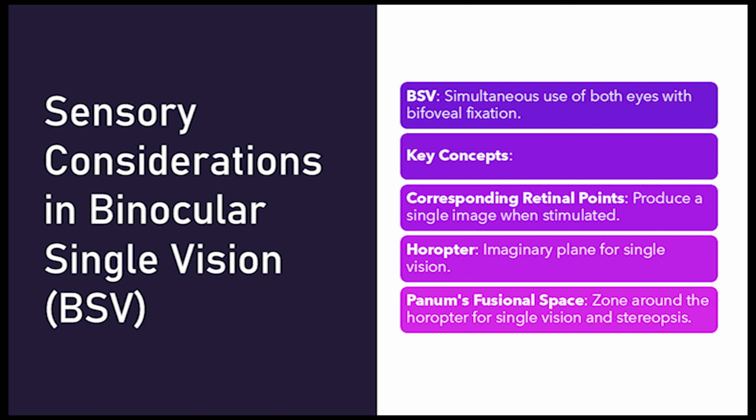It is. And Panum's fusional space is like a buffer zone around that horopter. Objects within this zone still stimulate slightly different points on the 2 retinas, but our brains can fuse those images together. And that gives us a single perception with depth. Exactly. Anything outside of this zone and you start seeing double. It's amazing how our brains can tolerate some disparity and still create a clear image with that sense of depth.